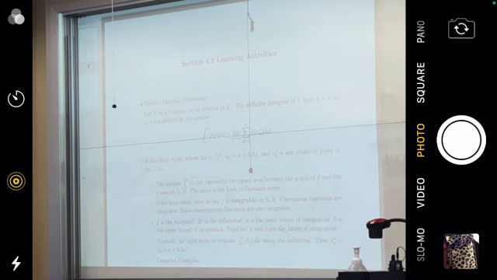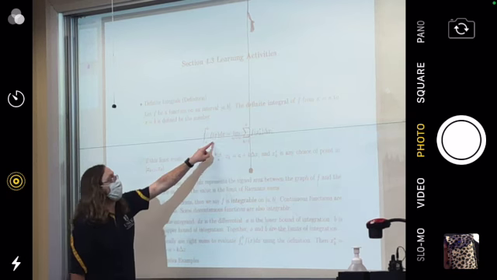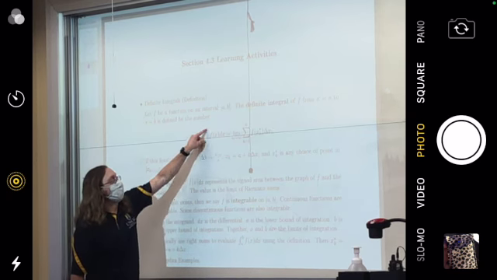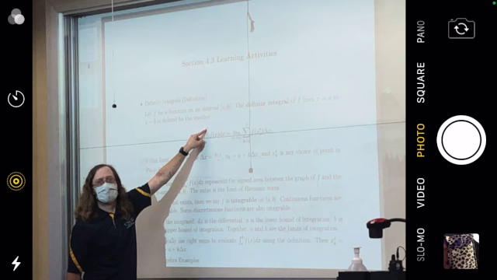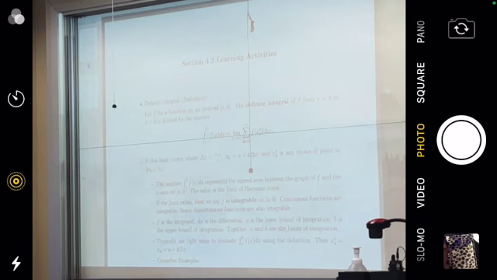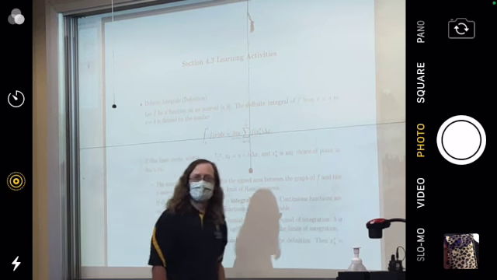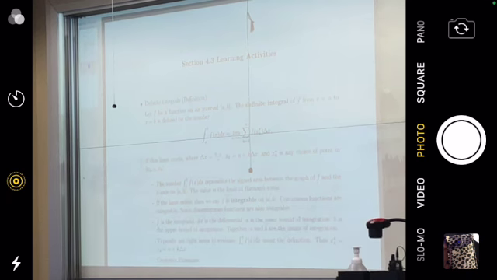So instead of saying differentiable, it's integrable. Notationally, f is called the integrand. These are the limits of integration, a, b, the interval you're on. dx is called a differential. And remember, this represents the signed area.